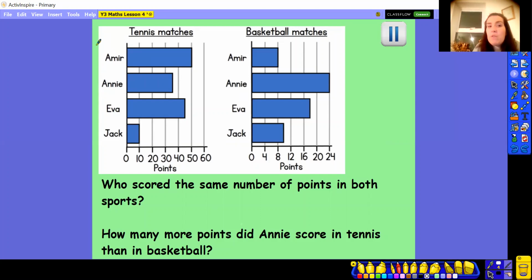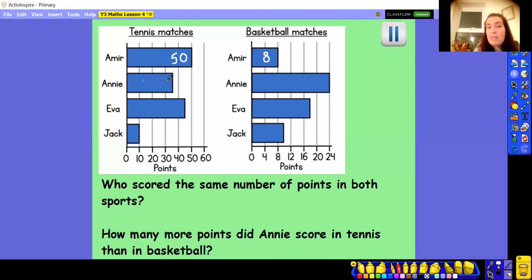So we can have a look first of all with Amir. Now Amir, if we go to the end of his bar chart and down, Amir scored 50 points in his tennis match. Let's have a look at his basketball matches. We'll go to the end and come down and we can see that that's sitting on 8. So it can't be Amir because he's not got the same number of points in his tennis matches and his basketball matches. Let's have a look at Annie.